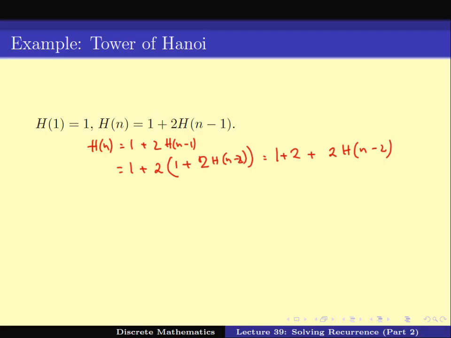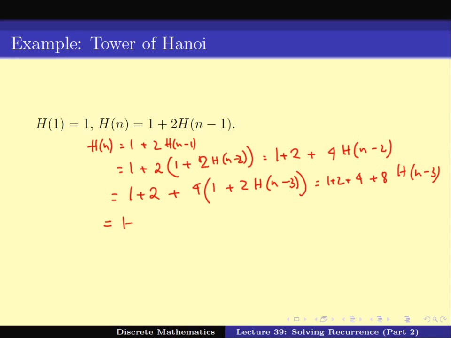Sorry, not 2 times. This is in fact 2 times 2, which is 4 times. Let's try to open it again. 1 plus 2 plus 4 times, what is Hn minus 2? Is 1 plus 2 is Hn minus 3. Which is 1 plus 2 plus 4 plus 8 Hn minus 3. Now this is where you really have to take a leap of faith.